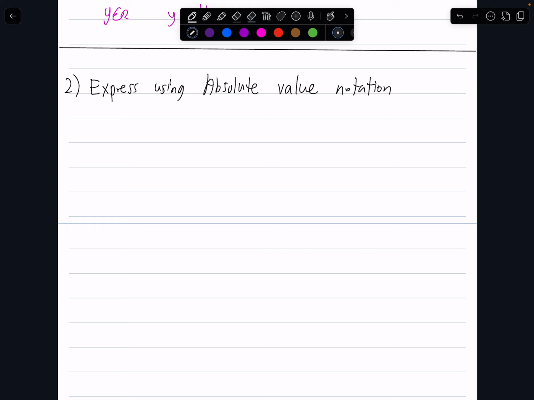So let's say you have something like this. x is less than -3, or x is greater than 3. So we want to express, they're going to give us some kind of inequality, okay? And we want to put this in absolute value notation.